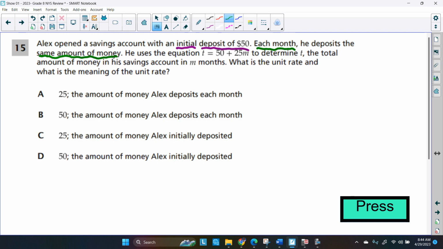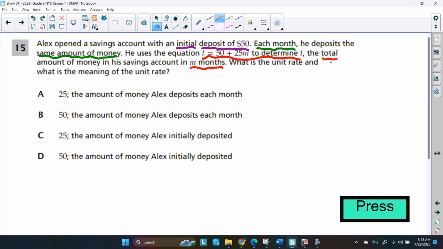He uses the equation T equal 50 plus 25M to determine T, comma. So we got some stuff going on here, boy. So we got an equation going on, T equal 50 plus 25M. The total, I guess that's what the T is. T stands for total. The total amount of money in his savings account in M months, period. Oh, I got to stop there because they're now giving me letters. M months, the total.